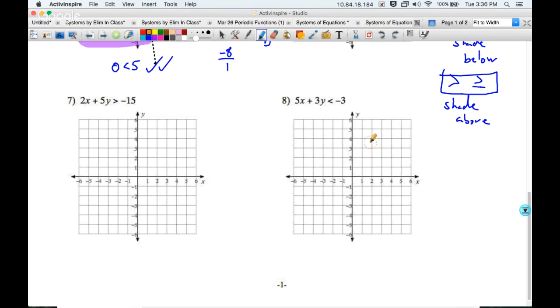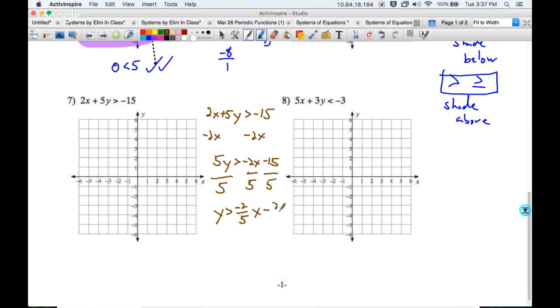Let's pick one of these that looks like it's going to give us a fraction. Number 7, I think it's a good one. Copy down with some space. Want to get y by itself, so I subtract 2x from both sides. I get that 5y is greater than negative 2x minus 15. Divide everything by the coefficient of y. Get that y is greater than negative 2/5 x minus 3.